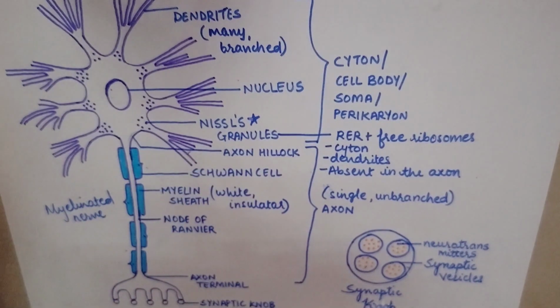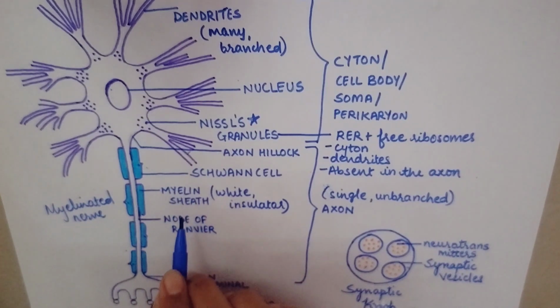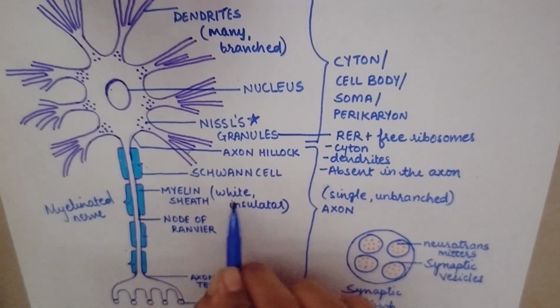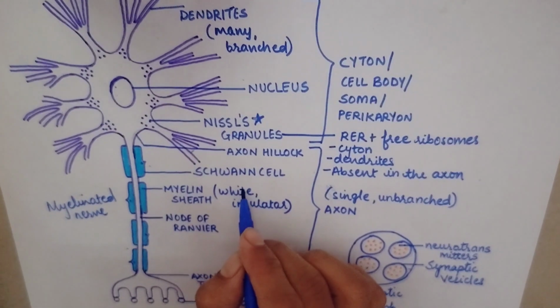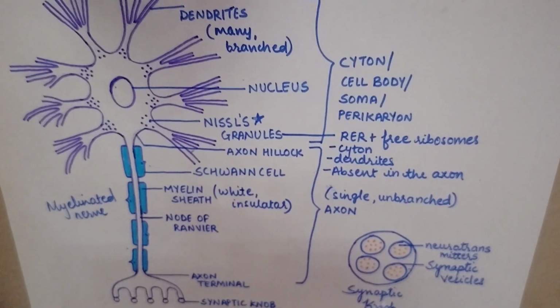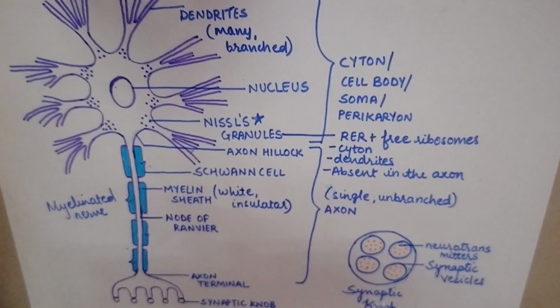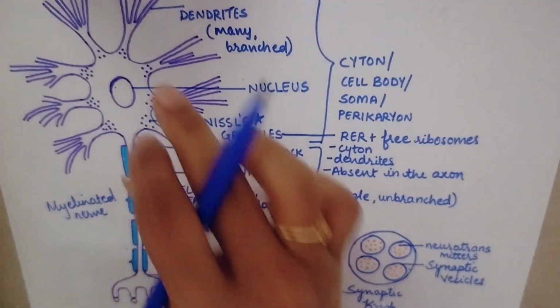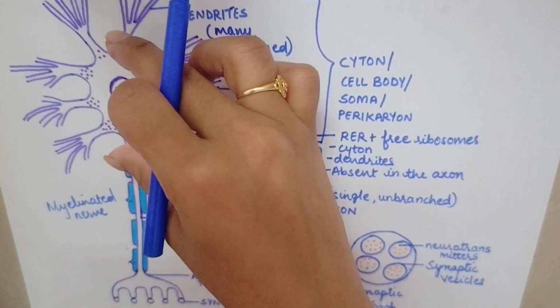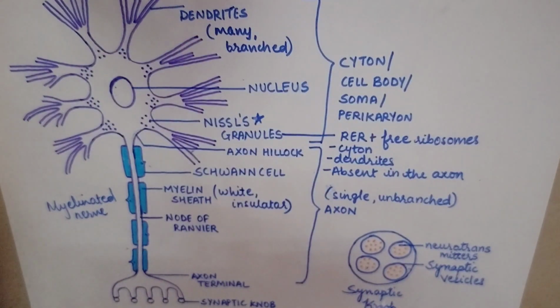Now it is a covering, so it is called the myelin sheath. Sheath means covering, right? So these are the myelin sheath. This myelin sheath gives white appearance to the axon. So wherever in the brain you find this myelinated part, it appears as the white matter in the brain. And wherever you find this part, cyton, this appears as the gray matter.